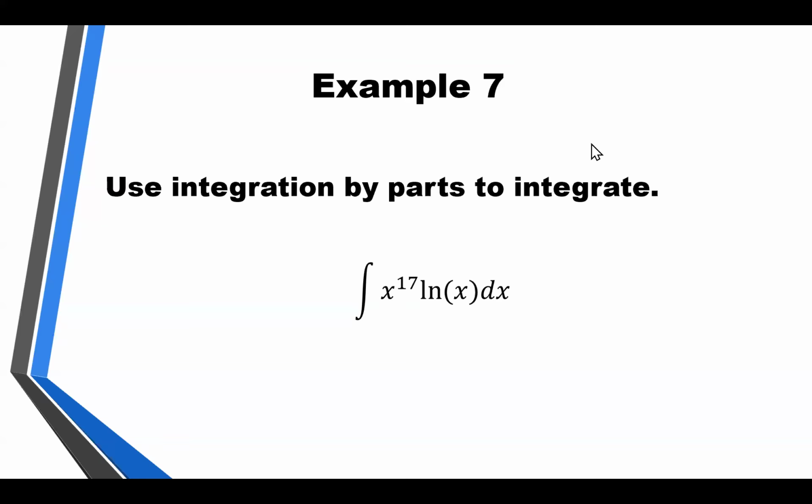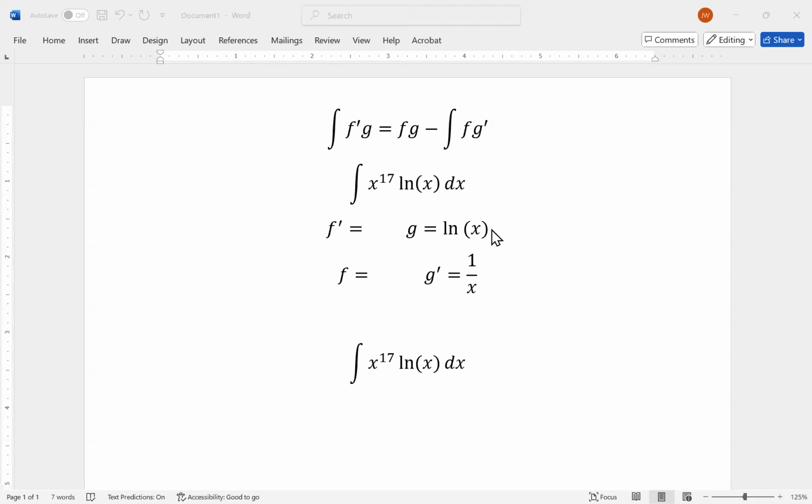So let's do an example just like that. Let's take a large degree polynomial. Let's take x to the 17th times natural log, and let's integrate that with respect to x. So basically, we're going to use the same process as we did in the last example. We have polynomial times natural log. We want to use integration by parts. In fact, this is really the only way this can be done, is by using integration by parts.